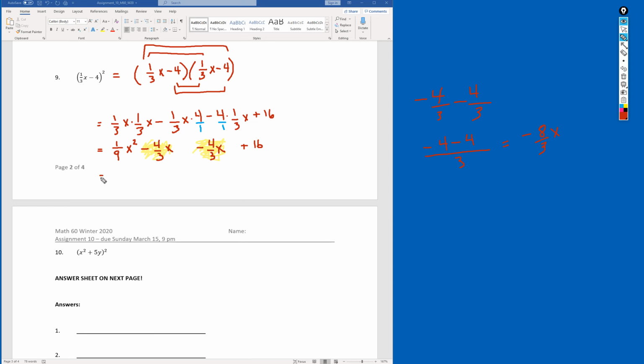All right, so this remains the same, 1/9 x squared. And then minus 8/3 x, and plus 16. All right, and there's your final answer on that one. You cannot do any more combining because none of those are like terms. All right, going to erase this and go on to the last problem.